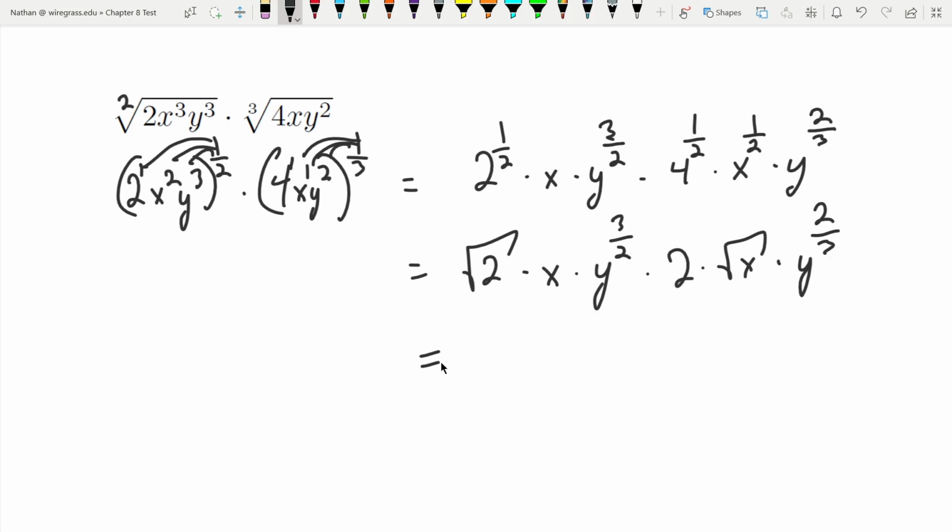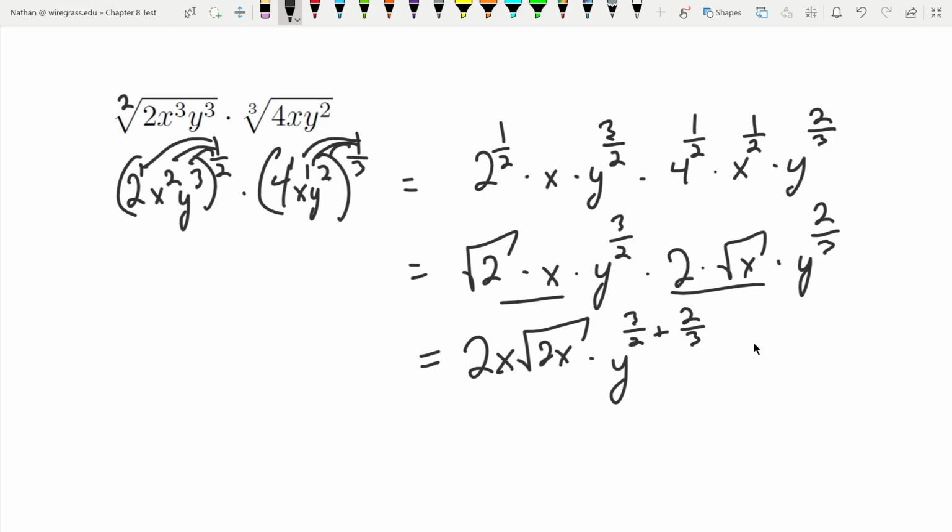Okay, so rearranging this a little bit, I have 2x root 2x from these portions. And then I have like bases that are multiplying, so I'm going to add the exponents together. I have y to the 3/2 plus 2/3. I'm adding fractions, so I need to have common denominators. So I'm going to multiply by 3 over 3 and 2 over 2. That's going to give me 9/6 plus 4/6, or 2x root 2x, y to the 9 plus 4 is 13/6.